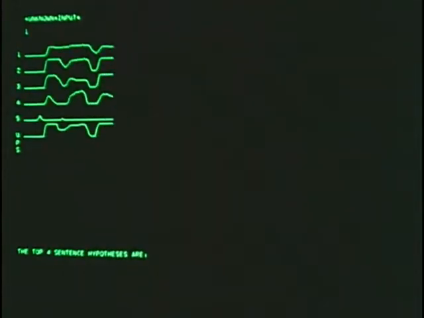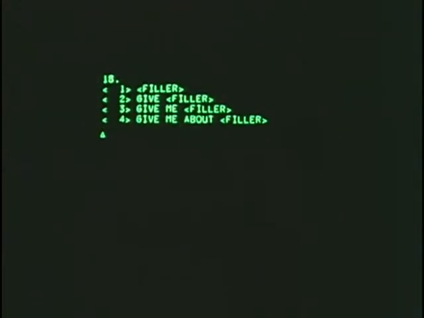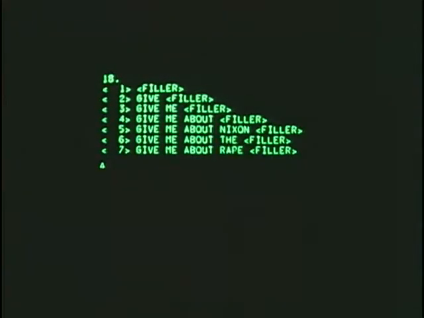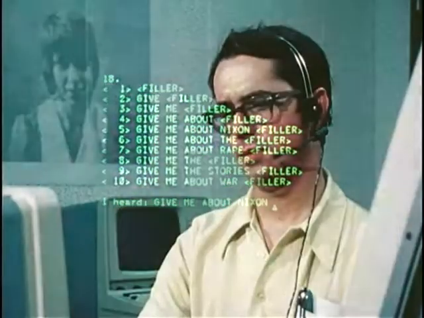Tell me about Nixon. Here we have another example of an error resulting from inadequate knowledge at the acoustic phonetic level. The word tell is mistakenly identified as give. Have you been afraid of surgery?